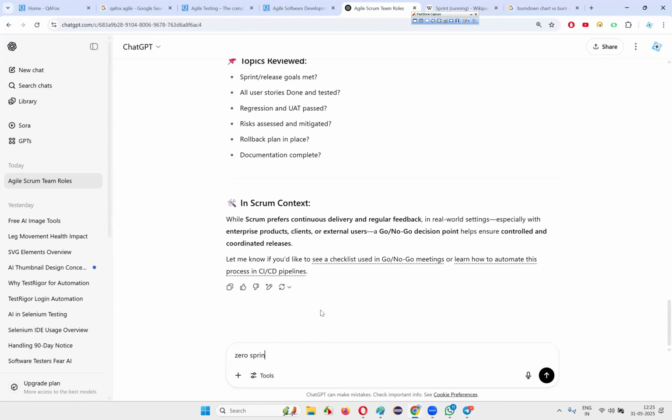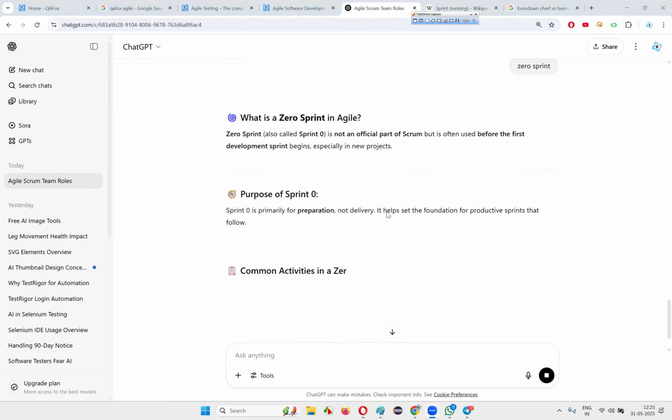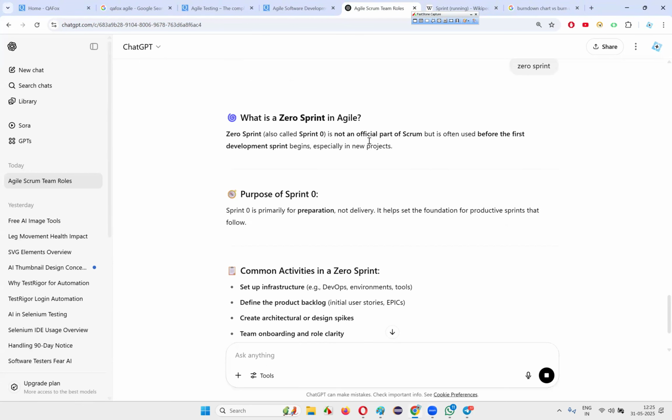There is something known as zero sprint. It's not officially part of the sprint. A lot of terminologies will be there, guys, and the more you learn, the more you will get. Zero sprint, also called sprint zero, is not an official part of Scrum, but it's often used before the first development sprint begins. In that sprint, no development will happen. It's for preparation. Product owner will do the preparation.